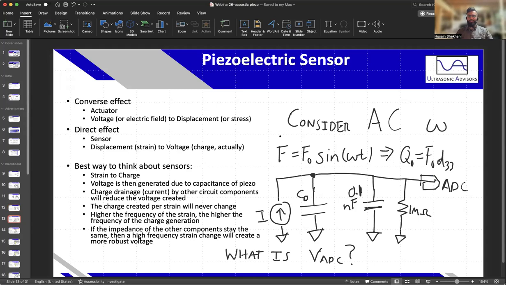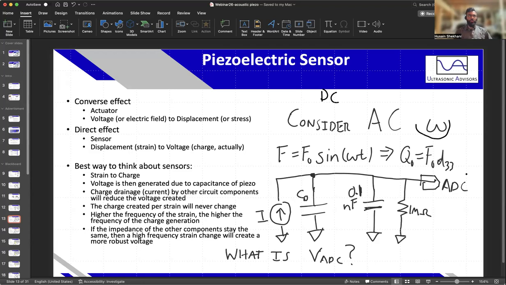So let's consider AC. Before, we were doing DC, like low frequency, or let's say static. We applied it and then we did the measurement, before and after. So what if you consider AC, where you have a frequency? The force applied is equal to a constant force amplitude, and the charge amplitude is still going to be equal to the force amplitude times the g33.